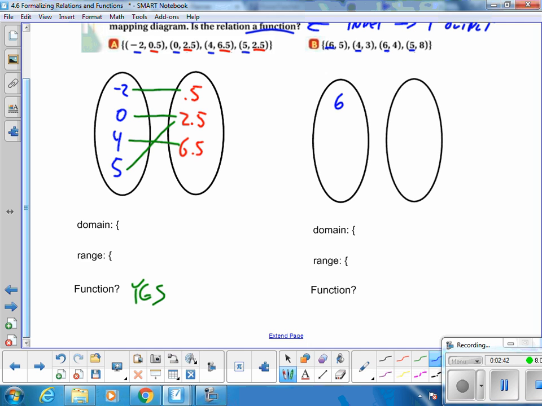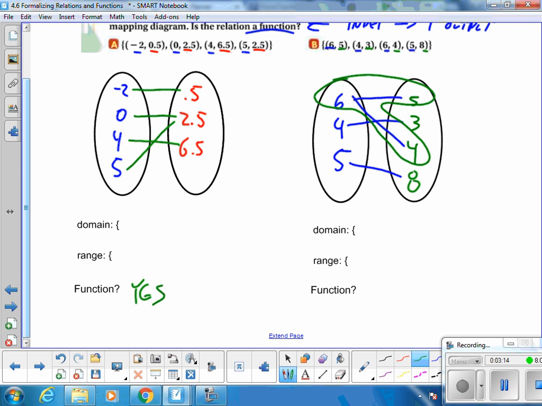Let's compare this next one. So I have 6, 4, and 6 is already up here, and 5. And the outputs are 5, 3, 4, and 8. When I compare them, 6 and 5, 4 and 3, 6 and 4, and 5 and 8. So again, I'm looking at whether every input has exactly one output. In this particular situation, 6 is showing us two outputs. So would this be a function? No, it is not. That's what disqualified it at that point.